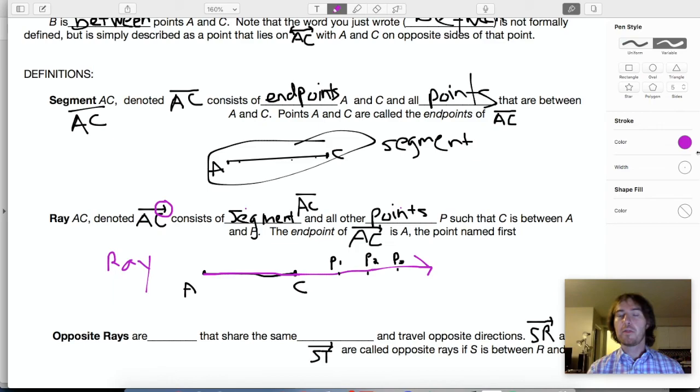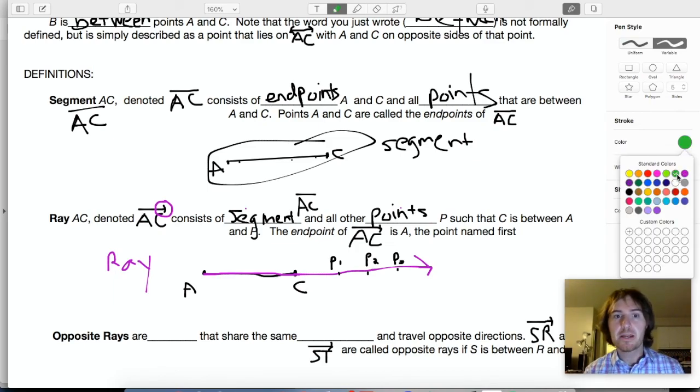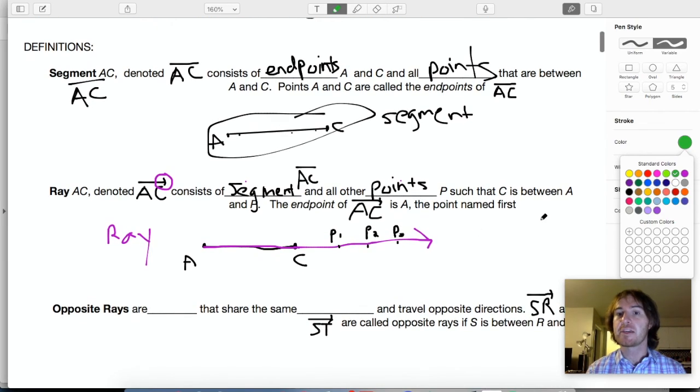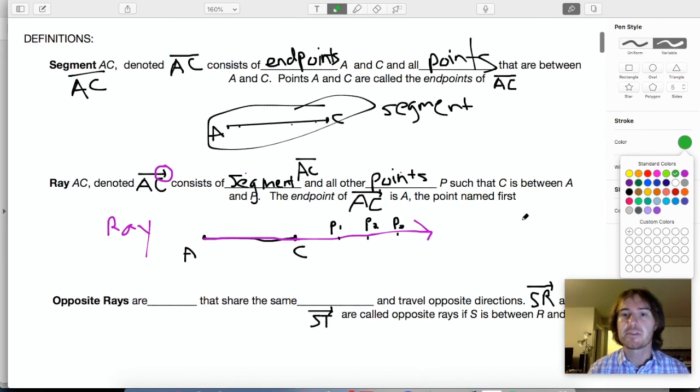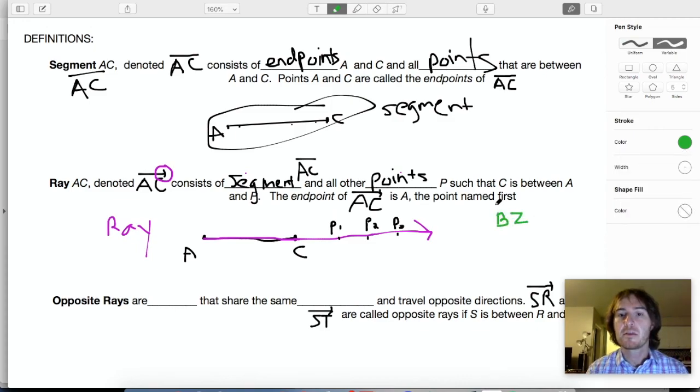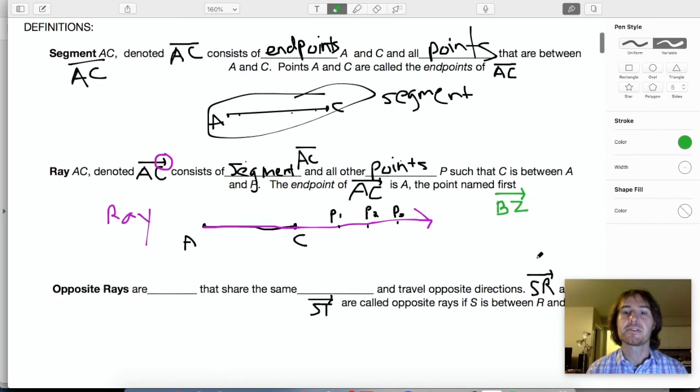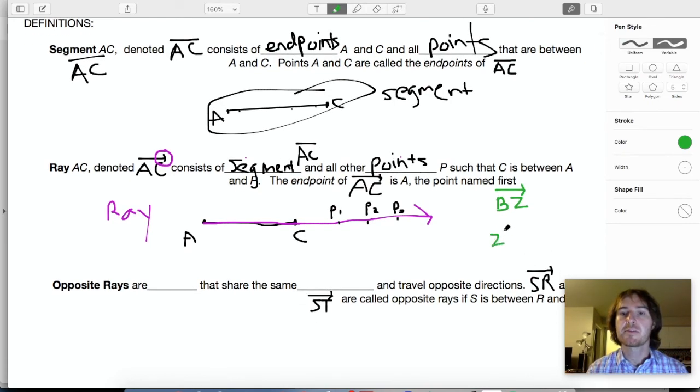Okay, so one thing that is worth pointing out right here too is that the endpoint of ray AC is A. This is the point named first. And this is kind of confusing, so let me give you another example that might be a little bit confusing for people to figure out. Let's have a ray BZ, for instance, like this. If I put Z right here as a point and I put B right here as a point, how would I draw that ray? How would I draw that ray? Well, BZ. Which one's the endpoint?